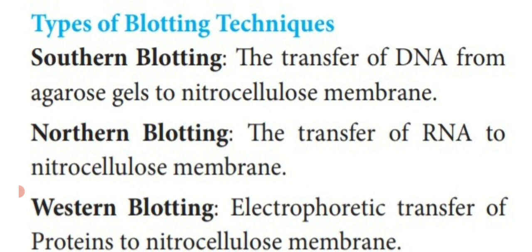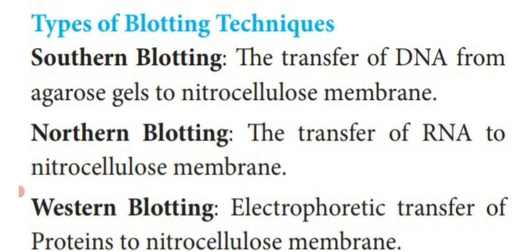One is Southern blotting. This technique is used to transfer DNA from agarose gel to nitrocellulose membrane. What is the Southern technique is an important 2-mark question: transfer of DNA from agarose gel to nitrocellulose membrane. Another one, the Northern technique, is the transfer of RNA from agarose gel to nitrocellulose membrane.